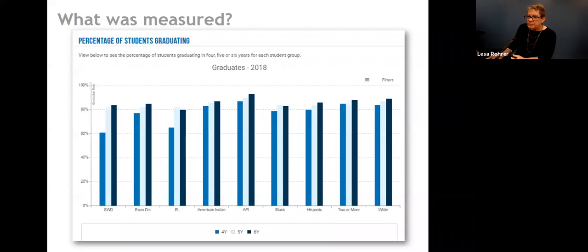We want to see how we're supporting students in graduating first in 4 years. Some students need a little longer, so we've included 5- and 6-year graduation rates as well. And that way we can look to see how well we're supporting students in all of our groups to help them graduate, because we know that's an important milestone, and that most of the post-secondary opportunities that exist for our students will require high school and probably something beyond high school. So let's help them with that first step in graduating from high school.